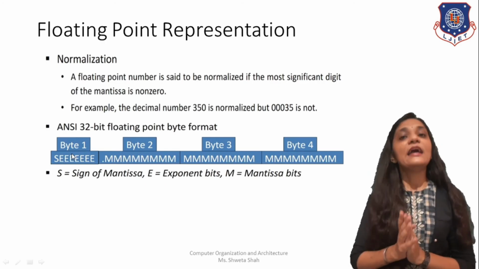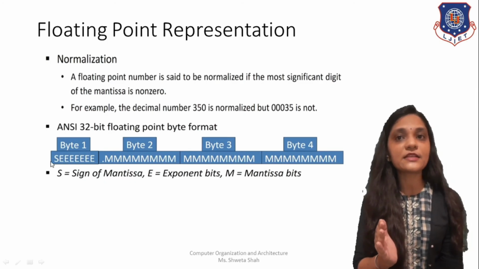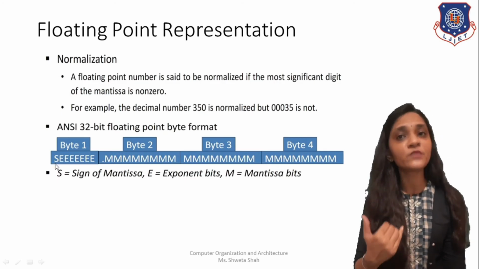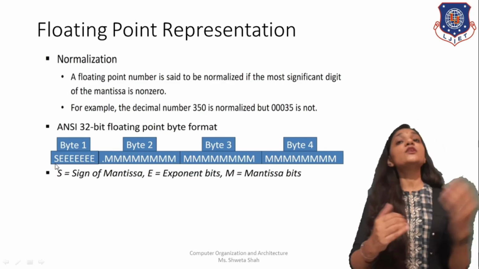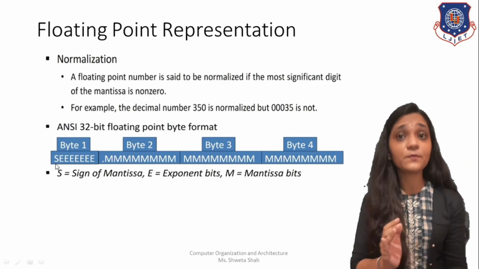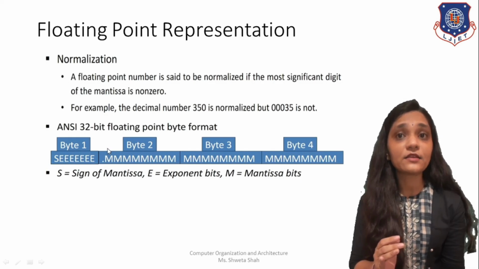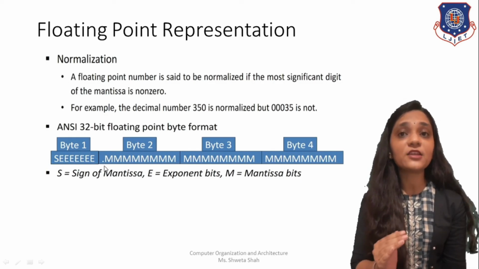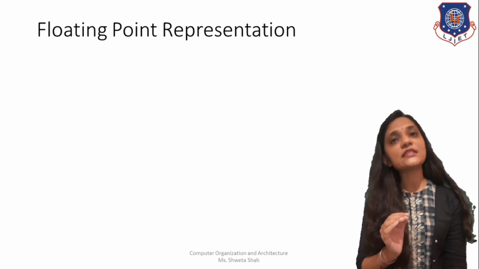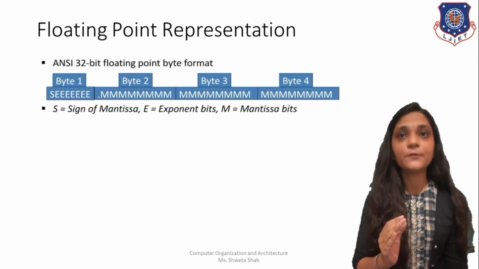Whenever your mantissa is negative or positive, you represent this by the S bit. If it is negative then 1, if it is positive then 0. Here you will require a normalized mantissa. That means the bit right after the binary point must be 1. Let me explain with one or two examples, which will make it clear.